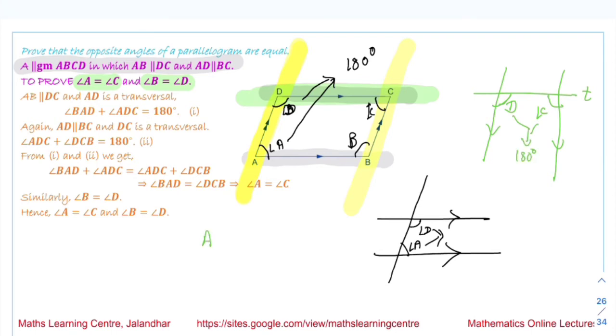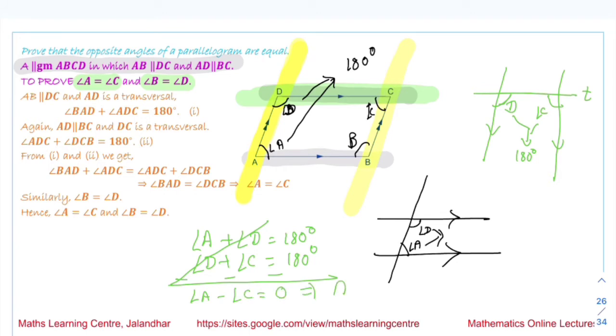So what we get is that angle A plus angle D is 180 degrees, and angle D plus angle C is 180 degrees. When we subtract these two equations, D gets cancelled with D and we are left with angle A minus angle C equal to 0. So this implies angle A is equal to angle C. Both angle A and angle C are equal. Similarly, we can prove that angle B and angle D are equal. And this is what we had to prove in this particular problem.